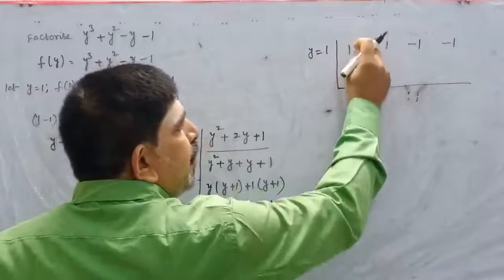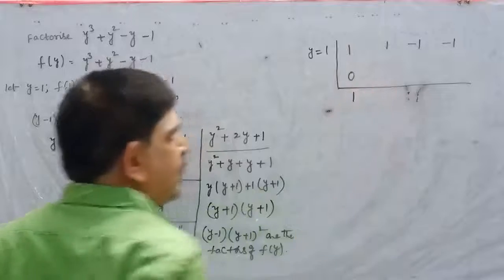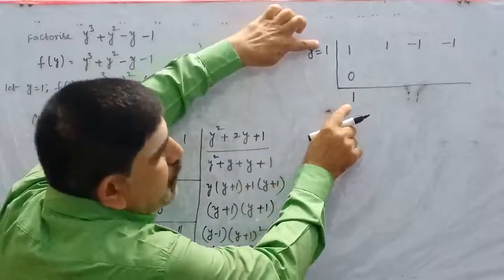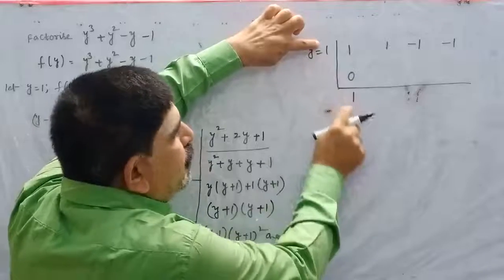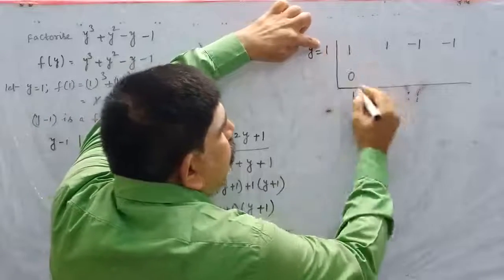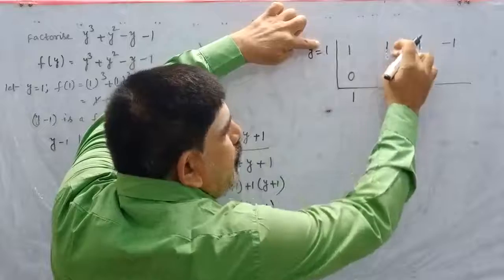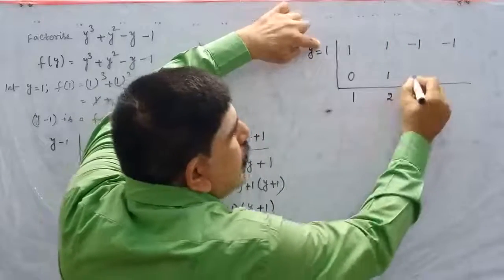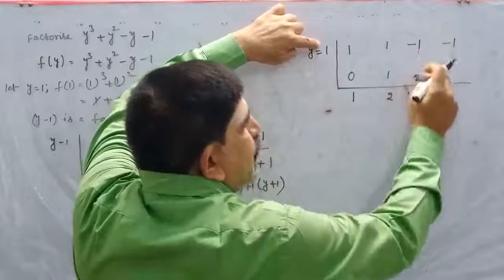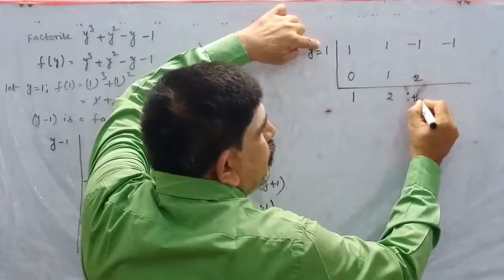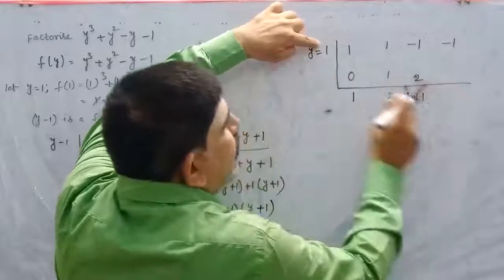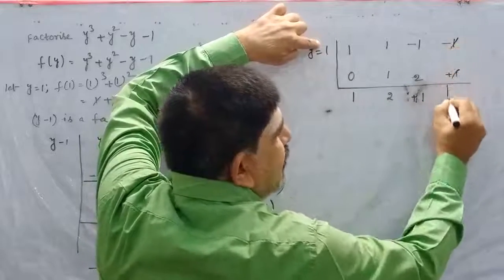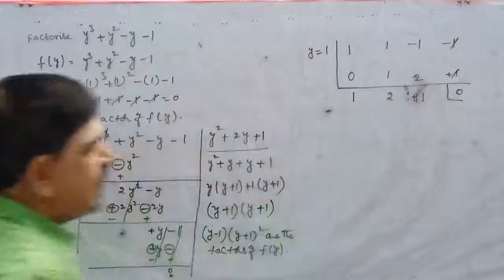1 plus 0 is 1. Next, you multiply these two. 1 into 1, 1. 1 plus 1, 2. 1 into 2, 2. Minus 1 plus 2, that is plus 1. 1 into plus 1, plus 1. Now minus 1 plus 1 gets cancelled here. The remainder is 0.